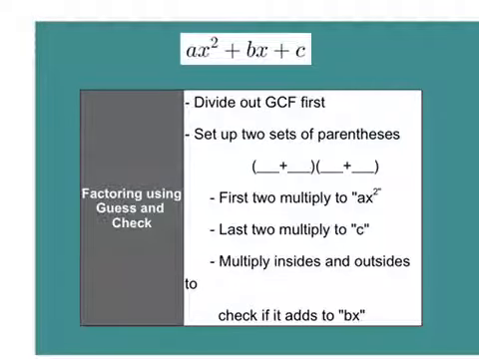So here's how factoring by guess and check works. Our first step is the same as it was in Unit 2. You always want to see if you can divide out a GCF first. Our next step then is to set up two sets of parentheses, just like our answers were in Unit 2. We just have to keep in mind that these first two are going to multiply to our ax squared. Our last two need to multiply to be our c value. And then we always have to check: multiply the insides and add when we multiply the outsides to see if that gets me my bx that I want.